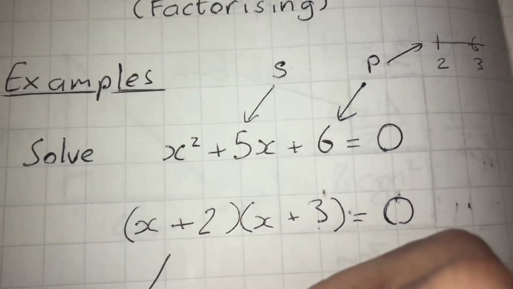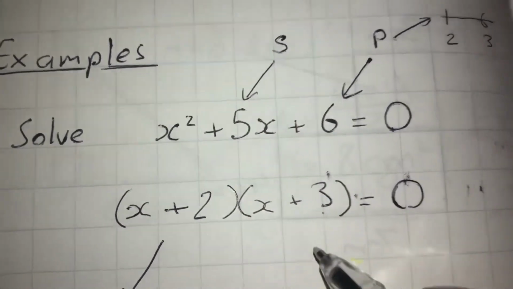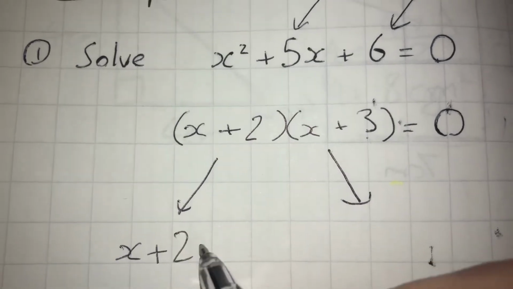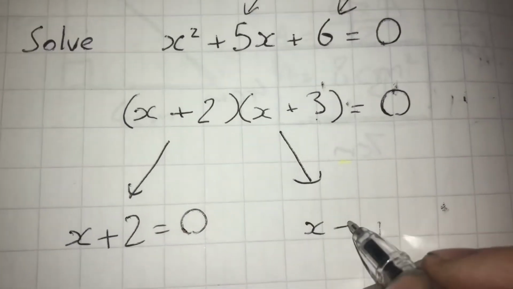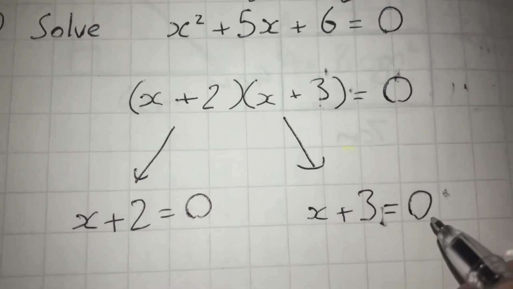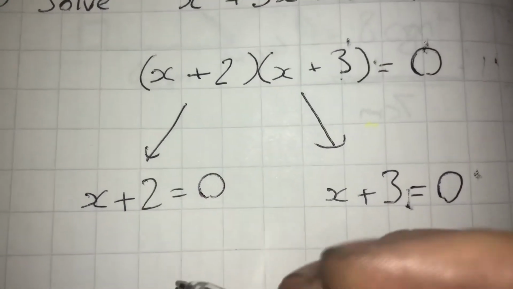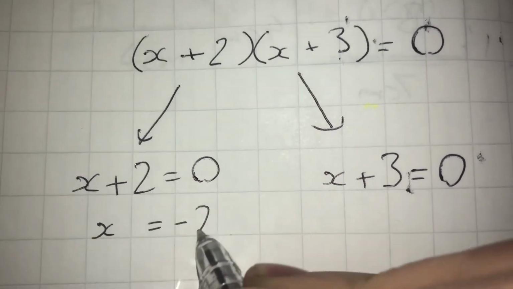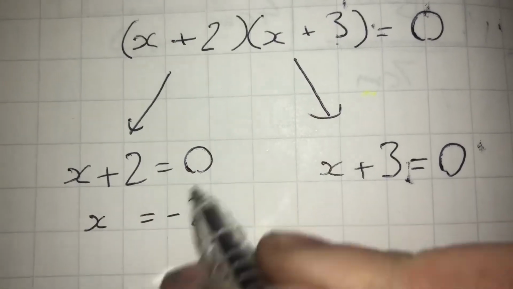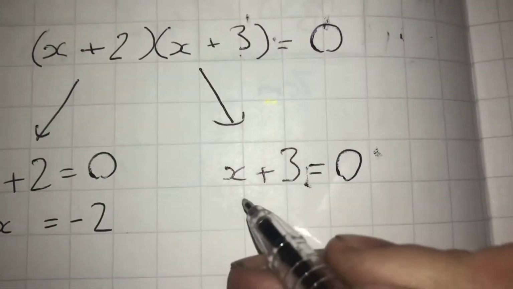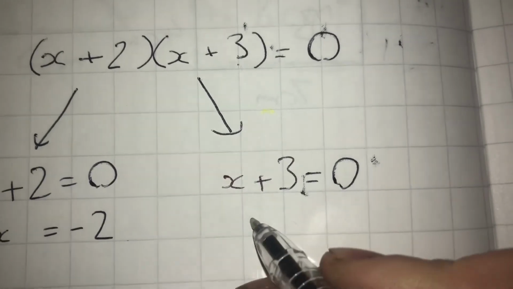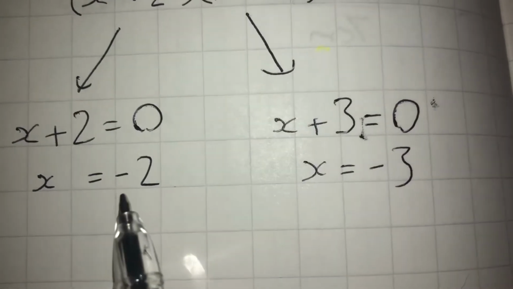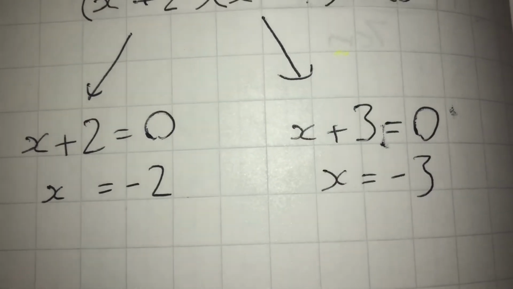This now allows us to solve, because this whole left hand side is equal to 0. I can take each bracket and make it individually equal to 0. So I'm going to make x plus 2 equal to 0 and x plus 3 equal to 0. And this is going to give us our two answers for x. If x plus 2 equals 0, then x must be equal to minus 2, because minus 2 plus 2 would equal 0. And if x plus 3 equals 0 over here, then x must be equal to minus 3. So my two answers for x are minus 2 or minus 3.